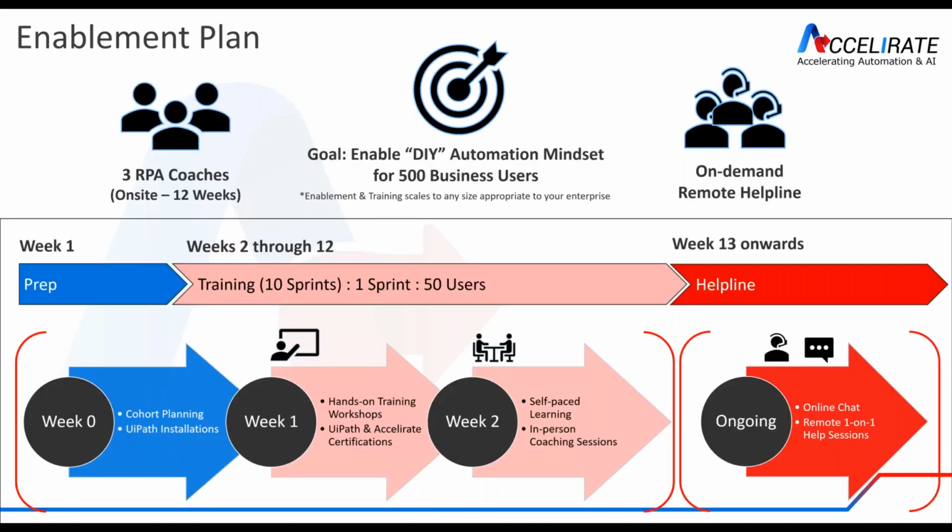So once you've been doing these Bot-a-Thons and you want to do a wide-scale rollout to your users, you need an enablement plan. And how you do this will depend on how large a user base you want to do this rollout for. So in this case, we have an example of a business that wants to do a rollout to 500 citizen developers and business users. So one proposal, what we propose is to have a coaching team and have an on-demand remote support and helpline team. And we break up the training sessions into multiple sprints, 50 users a sprint.